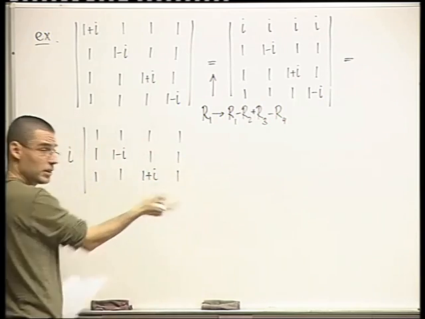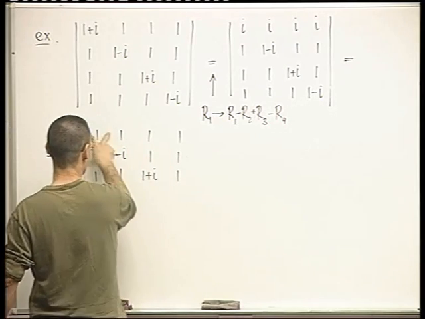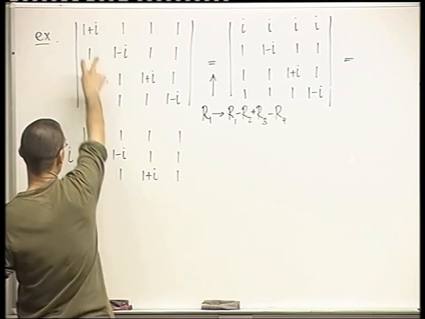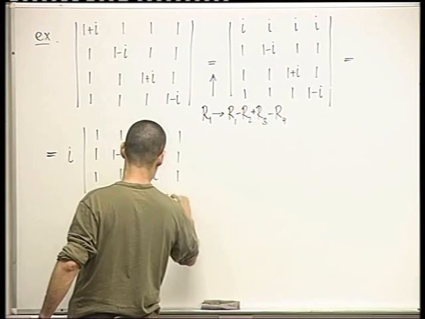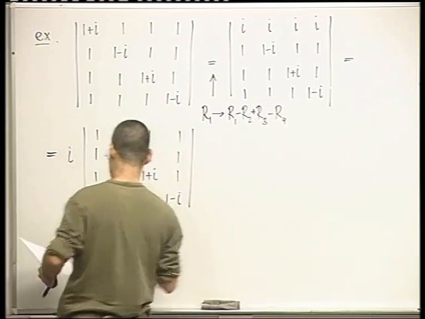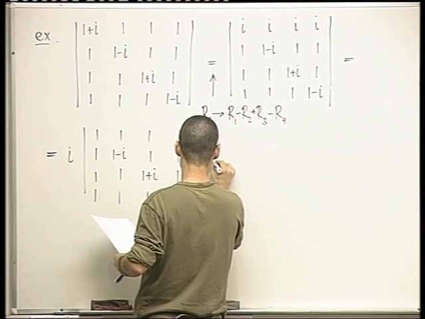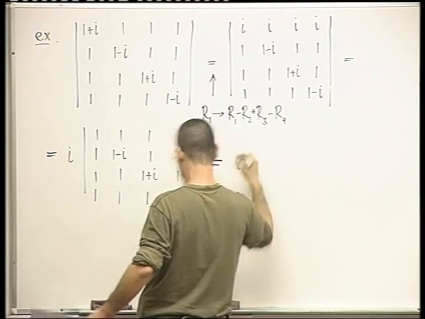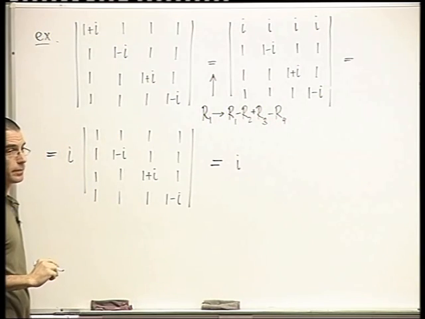It looks like this is going to take a while, right? What happened? Only this one changed, this 1 plus i changed to a 1. It looks like nothing much happened so far. But in fact, we're very close to wrapping this up. Now, subtract the first row from all the rows.